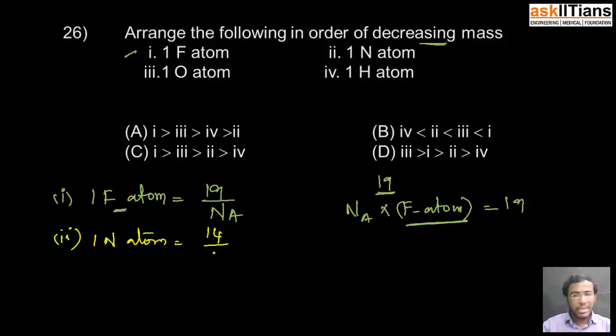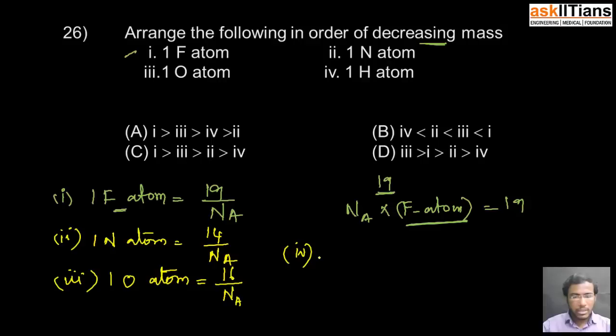Nitrogen is 14 by Na. It will be the mass of one nitrogen atom. And the third one is one oxygen atom. One oxygen atom is equal to oxygen's atomic mass, 16, divided by Avogadro number, that is 6.023 into 10 power 23.